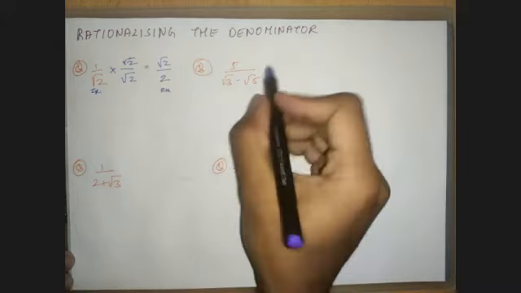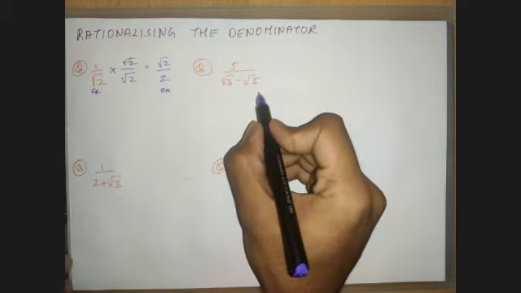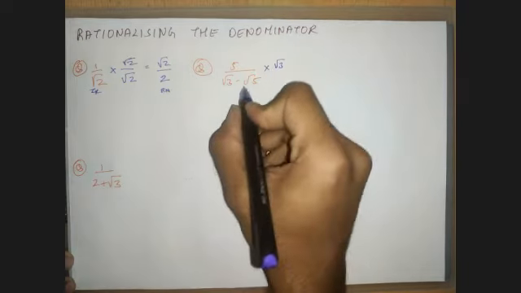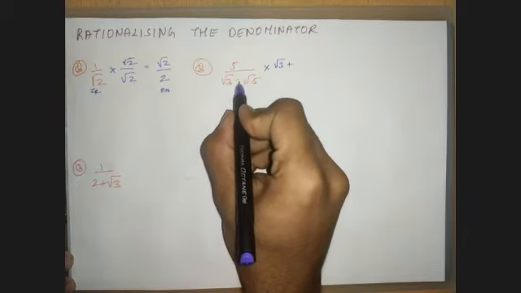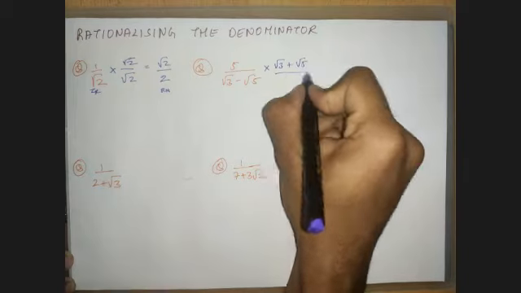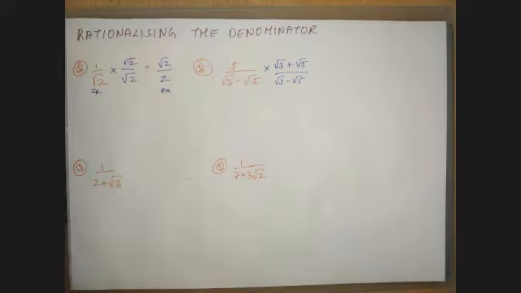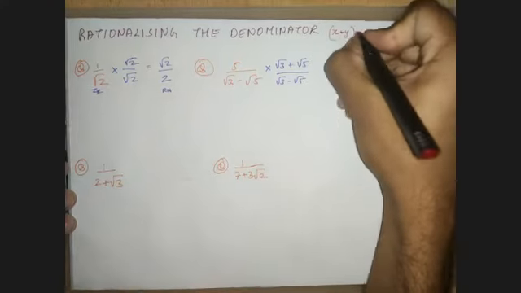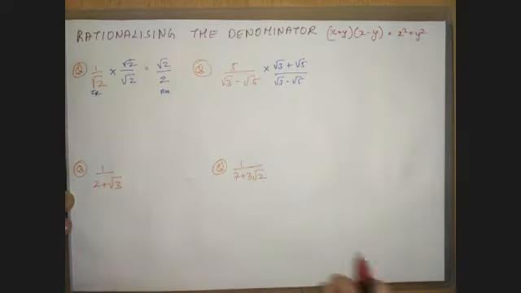Now let me take a different case. I have 5 by root 3 minus root 5. So in this case, what I need to do is multiply it with the number with an opposite sign: root 3 plus root 5 divided by root 3 plus root 5. So what happens here is, if you remember the formula, x plus y into x minus y is equal to x square minus y square. So when I get 3 square minus 5 square, it becomes rationalized.